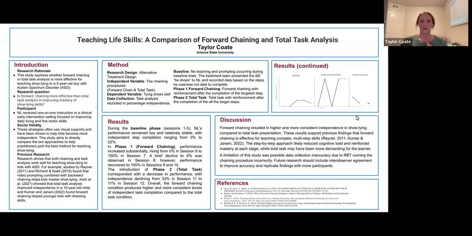I did use some of my research from the references below with this. The step-by-step approach likely reduces cognitive load and reinforces mastery of each step. So I think the forward chain is going to give him more independence and less feeling like he needs help, because he's going to gain the confidence that I can do step one, I can do step two. He's getting reinforcement after those completions.